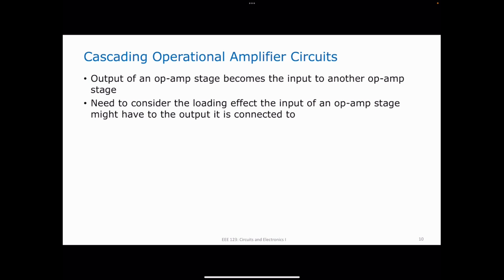Oftentimes we cascade operational amplifiers, meaning the output of an op-amp will be used to feed the input to another op-amp stage. And when we do this, we must be very careful to consider the loading effect the input of an op-amp stage might have on the output that it is connected to. In other words, if I have two operational amplifiers, let me just illustrate it in this manner. So this is amplifier 1, and this is amplifier 2.